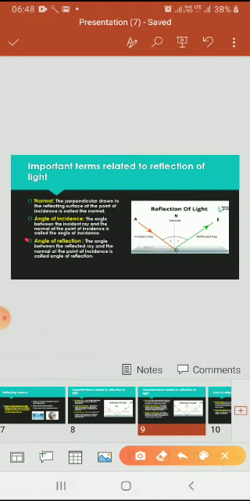Now come to the angle of reflection. The angle between the reflected ray and the normal at the point of incidence is called the angle of reflection. Here angle BON is the angle of reflection. It is denoted by small r.